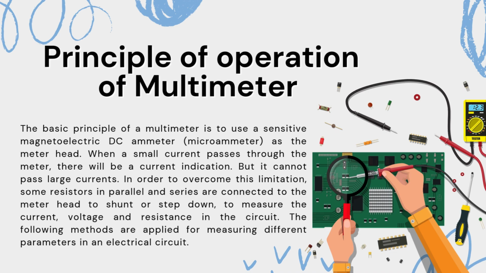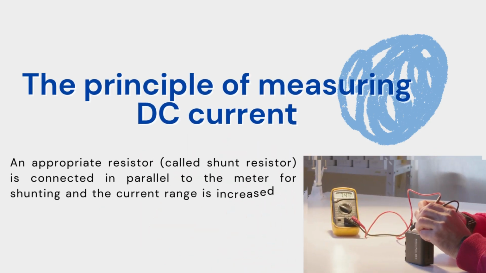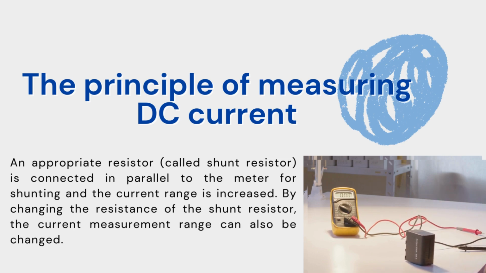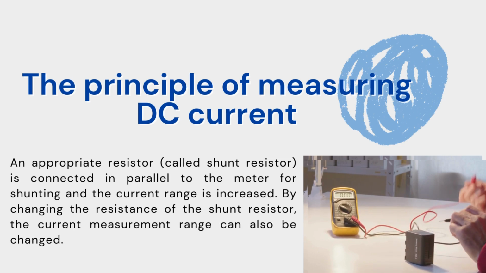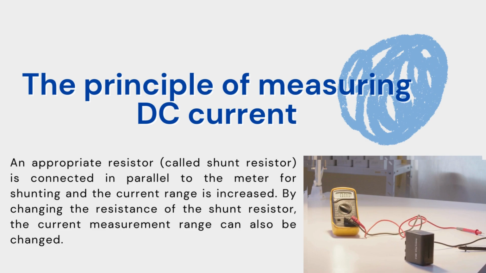The following methods are applied for measuring different parameters in an electrical circuit. Number 1, the principle of measuring DC current. An appropriate resistor, which is called a shunt resistor, is connected in parallel to the meter for shunting, and the current range is increased. By changing the resistance of the shunt resistor, the current measurement range can also be changed.